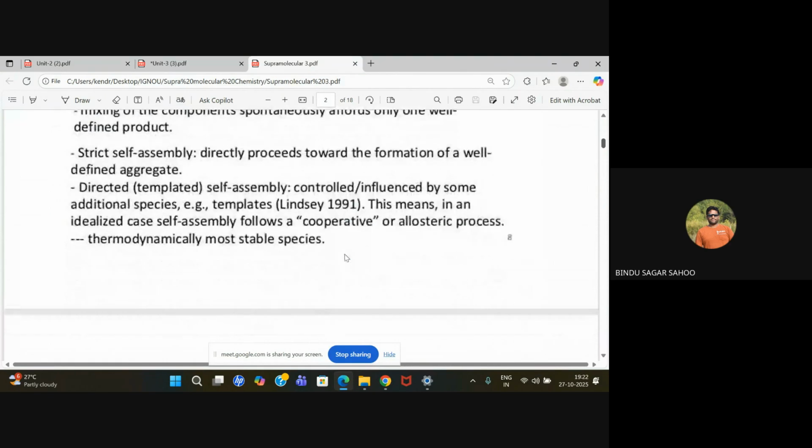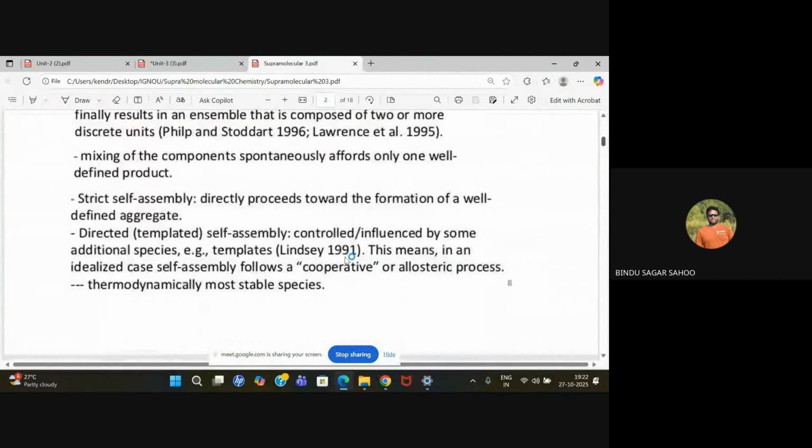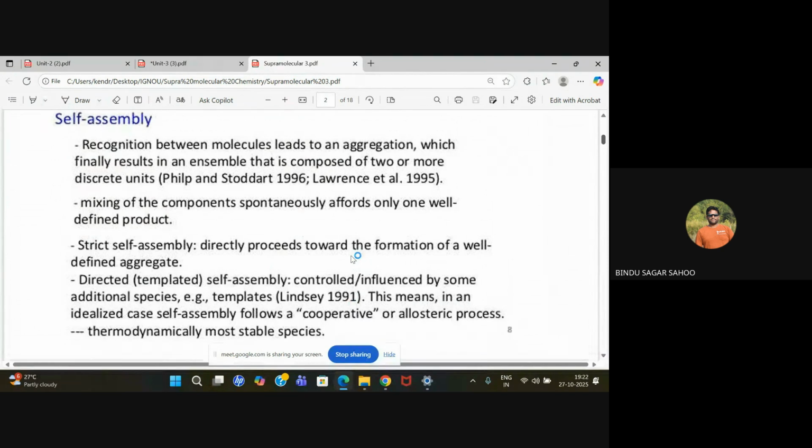This means you can see here an idealized case of self-assembly follows a cooperative effect or an allosteric effect. That means when you are adding a guest and host, then definitely there will be chances to form a stable complex. But in directed self-assembly, that will occur in a stepwise manner. Just like in hemoglobin, when you add one molecule of oxygen, it makes a supporting environment for the addition of another oxygen molecule. Then the second oxygen molecule makes a favorable environment for the addition of a third molecule.